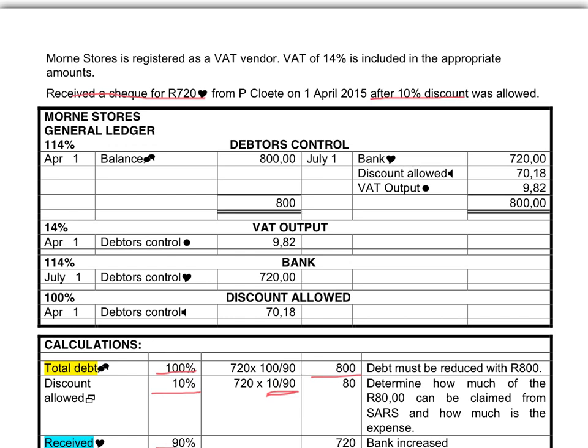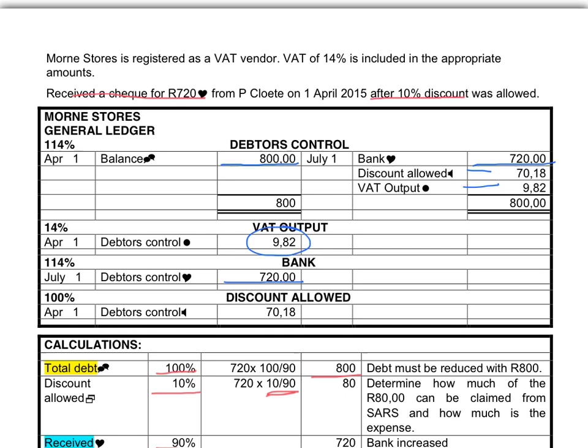If we include these figures in the ledger now, we determine that the total amount that's outstanding is 800 rand. The bank, we only received 720. The discount of 80 must be split between the discount allowed and the VAT output. So it means VAT output will be debited with 9.82, so we can claim back the 9.82 from SARS because we did not collect that money on behalf of SARS.